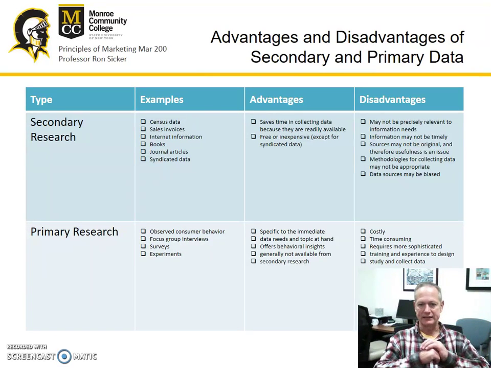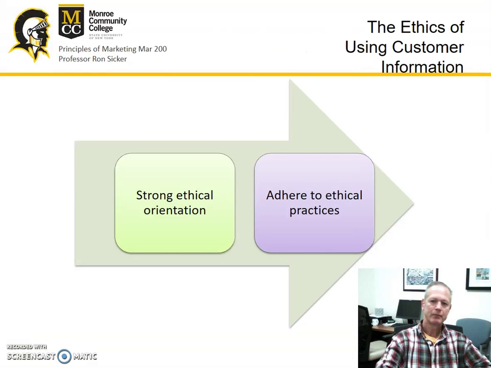So, advantages and disadvantages of primary and secondary data. I'm not going to go over this. You obviously can read the slide yourself. Secondary research, I've given you some examples there, some advantages and disadvantages, as well as primary research. I've given you some examples there, some advantages and some disadvantages. Please make sure you pause the video and take a look at this, because this truly makes very, very good test questions.